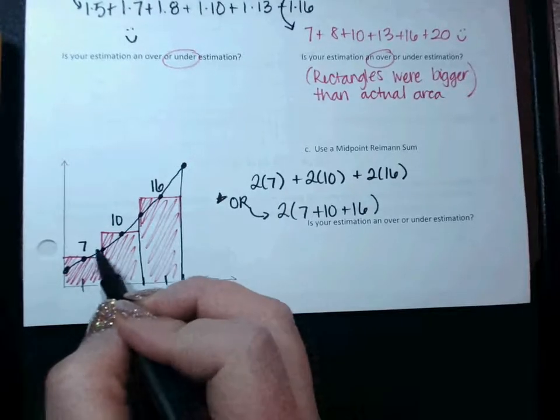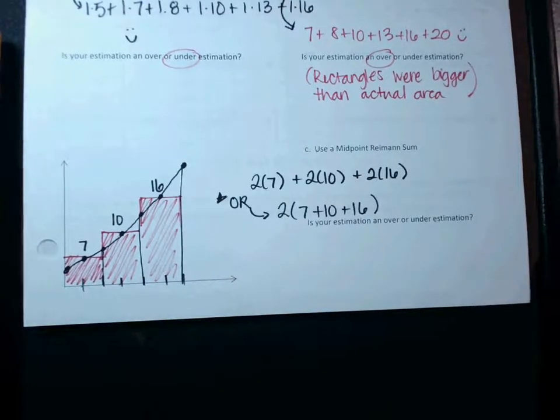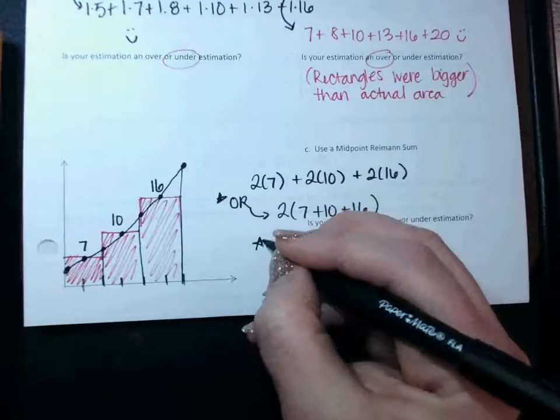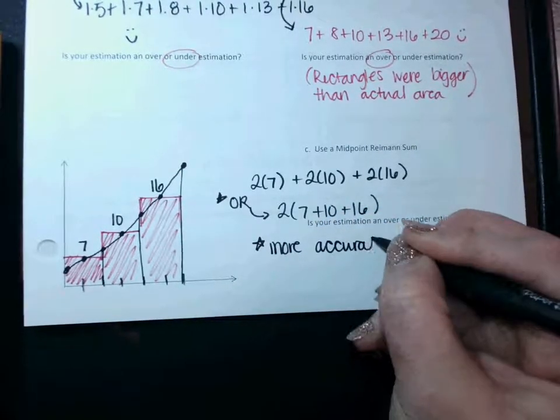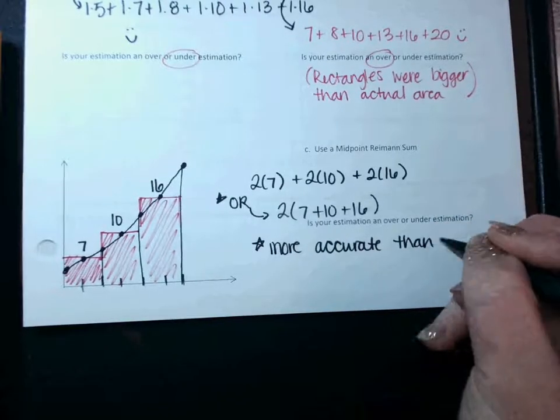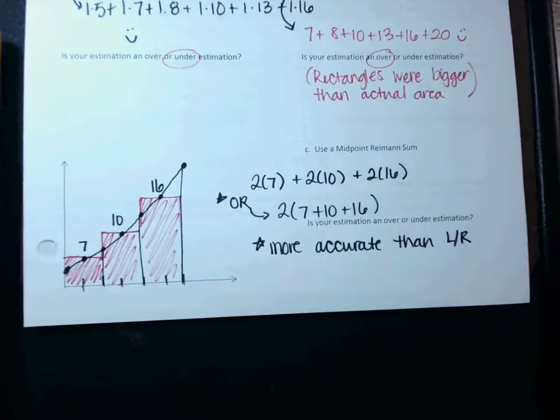And then same thing here. Not enough, but too much. So this is more accurate than a left or a right. And the reason why is because instead of all of your error being too much or all your error being negative, you have a little over, a little under, and they kind of cancel each other out to an extent. Okay? So that is more accurate.